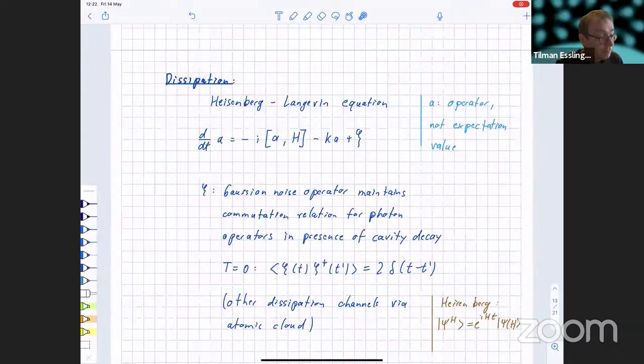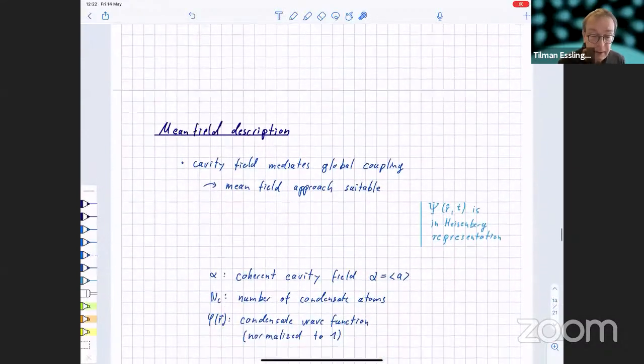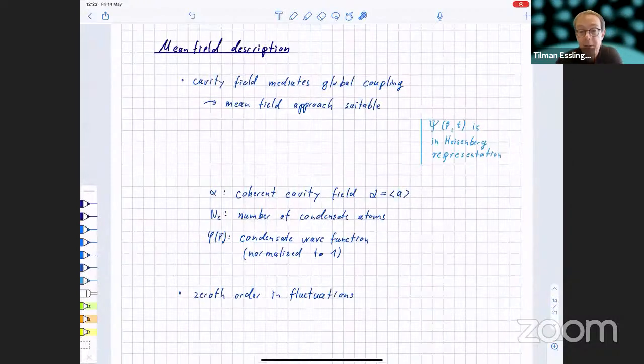Okay, now let's link what we have done to the usual way one describes a Bose-Einstein condensate and get a mean field description. Why not start from the point of view of a Bose-Einstein condensate? We will also see that since we have a global coupling, so all atoms couple to all other atoms, this seems suitable for a mean field description. It's actually the essence of the mean field description.